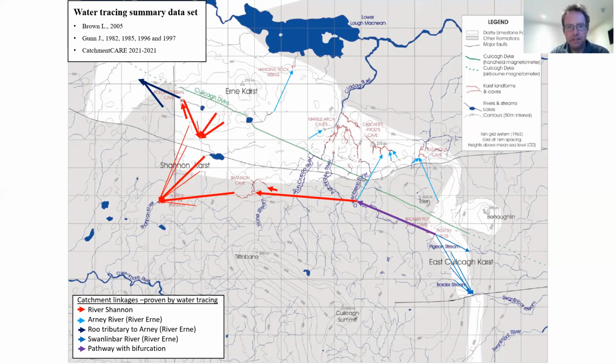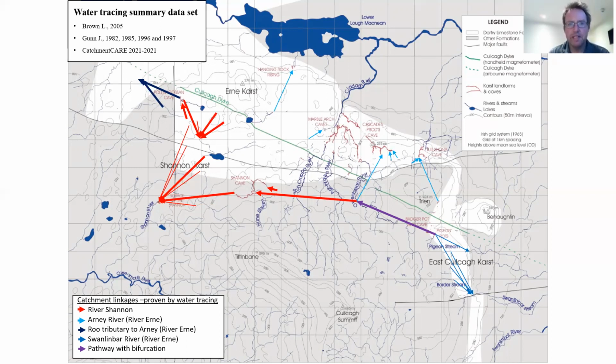In terms of the different colors of arrows that you're seeing on the map here, those arrows that are red drain to the Shannon River system. Those arrows that are light blue drain to the River Arney, and those that are dark blue are draining to the tributary to the Arney, the Rue. I've made the lines thicker where we have the more recent tracer tests. So the thicker lines here are traces that we've undertaken as part of catchment care.